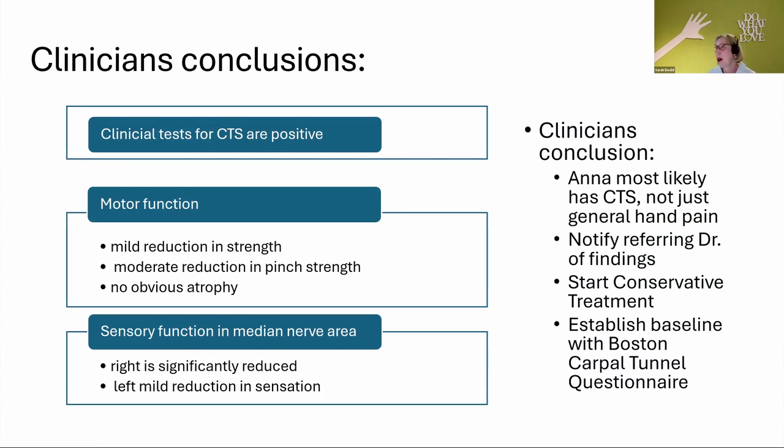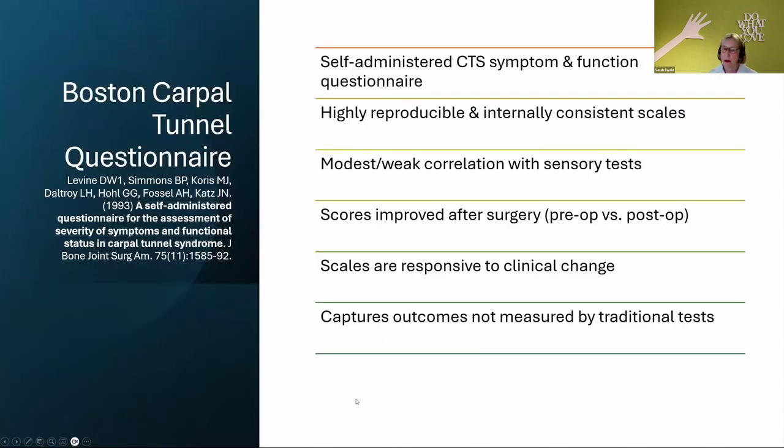She most likely has carpal tunnel syndrome and not just generalized hand pain. We're going to notify the doctor of the findings and we're going to start conservative treatment. And our next step in that would be to establish a baseline for her function and her symptoms with the carpal tunnel questionnaire.